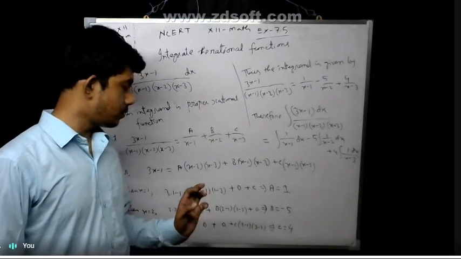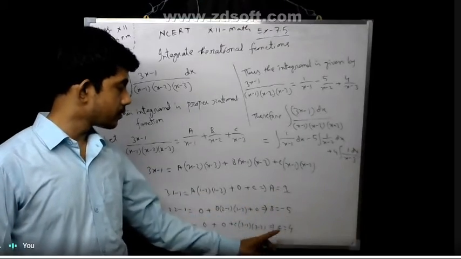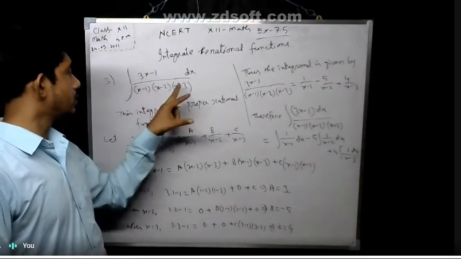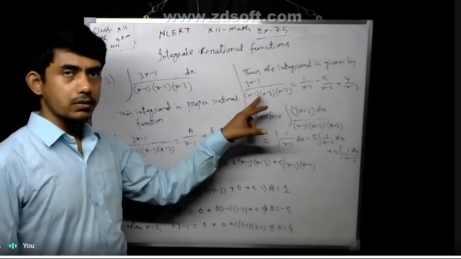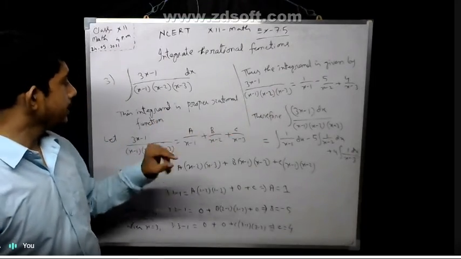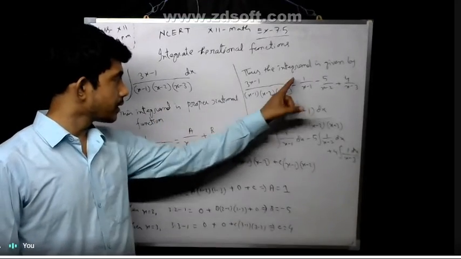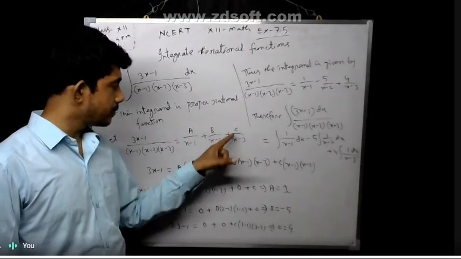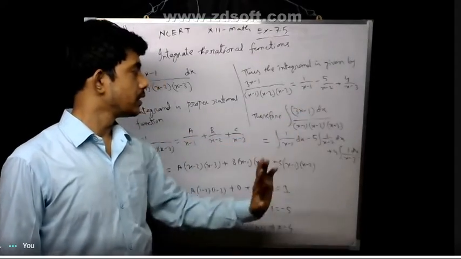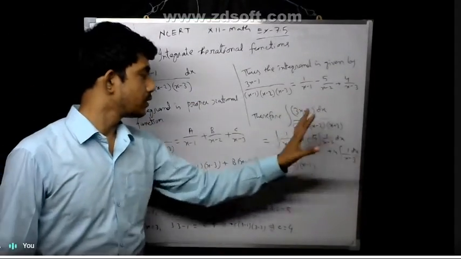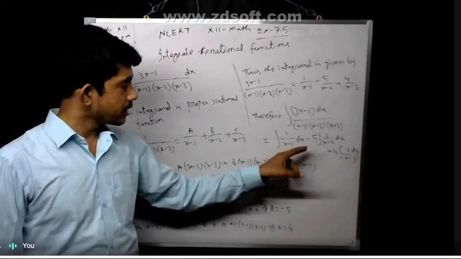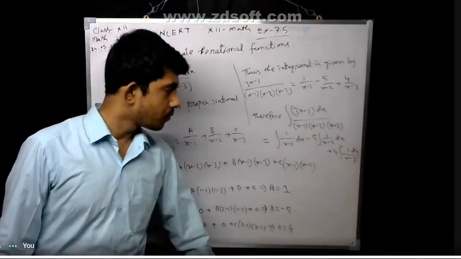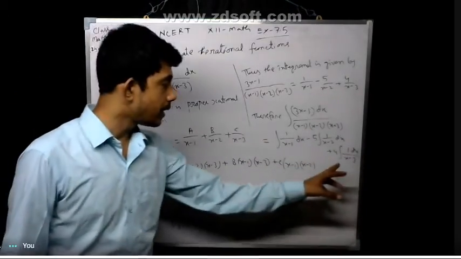So we got the value of A equal to 1, B equal to minus 5, C equal to 4. Thus the integrand, 3x minus 1 by (x minus 1)(x minus 2)(x minus 3), equals A by this, A means 1 by x minus 1, plus B equal to minus 5, so minus 5 by x minus 2, plus C by this, C equal to 4, 4 by x minus 3. Therefore this integration equals the integral of 1 by x minus 1 dx, minus 5 by x minus 2 dx, plus 4 by x minus 3 dx.